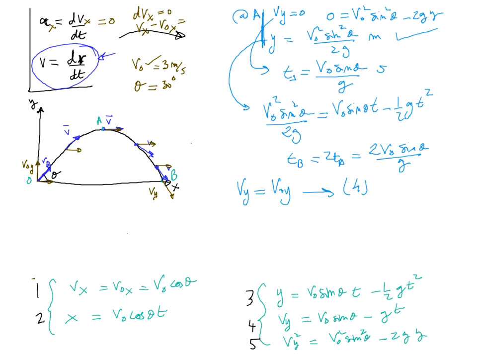So can you all do this? Follow Kyle's advice, replace V naught by V naught y, and substitute in equation 4. Then solve for t. This is basic high school algebra. What are you going to get for t? Close.